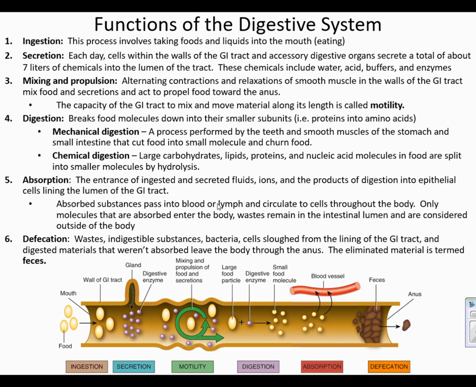What's left over includes waste, indigestible substances, bacteria, and cells sloughed off the inner lining of our tract, or any digestive materials not absorbed will leave the body through our anus, which we call feces, and we know that is basically a fancy way to describe the act of pooping.